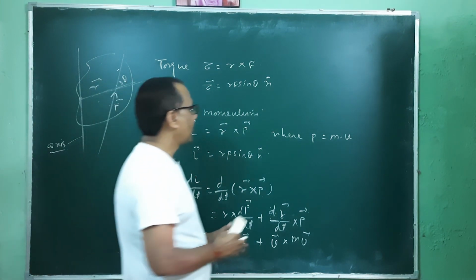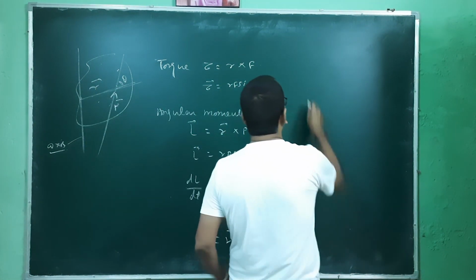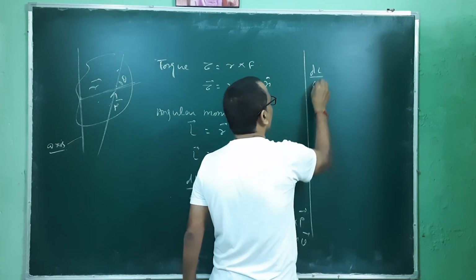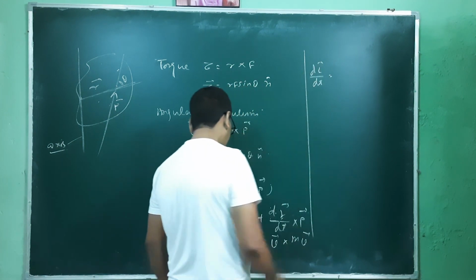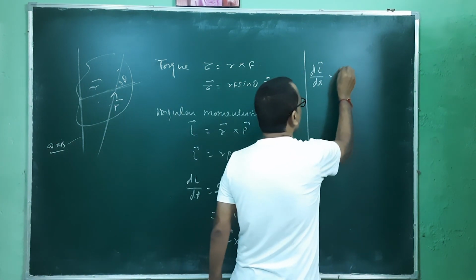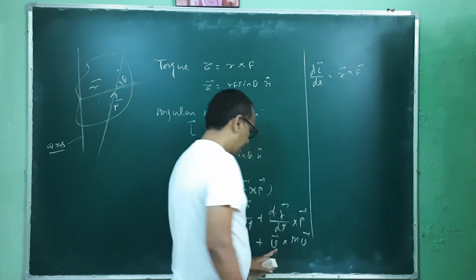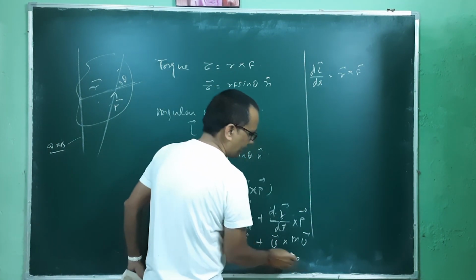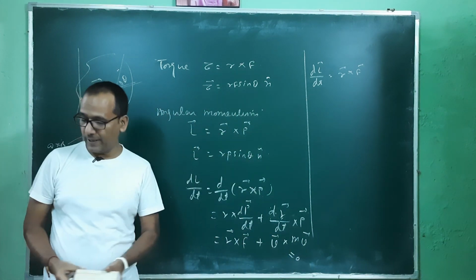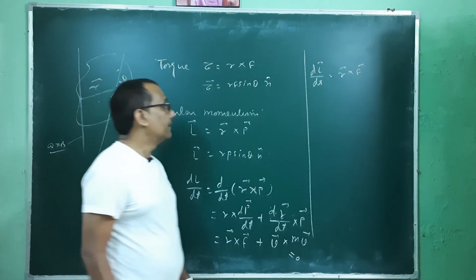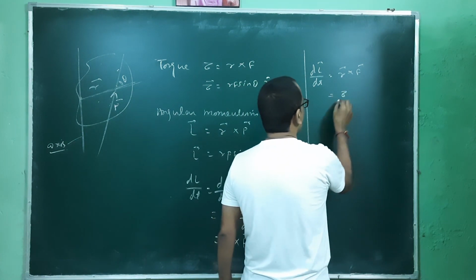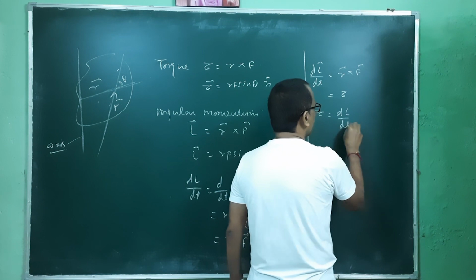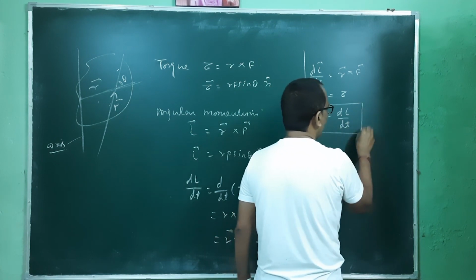So this tau, this is dL by dt, is equal to r cross F, and here the mass is constant, so v cross v is equal to 0. This is equal to 0 because it is the cross product of two same quantities, and this is equal to tau. So this is a simple method to derive this relation, the rate of change of angular momentum.